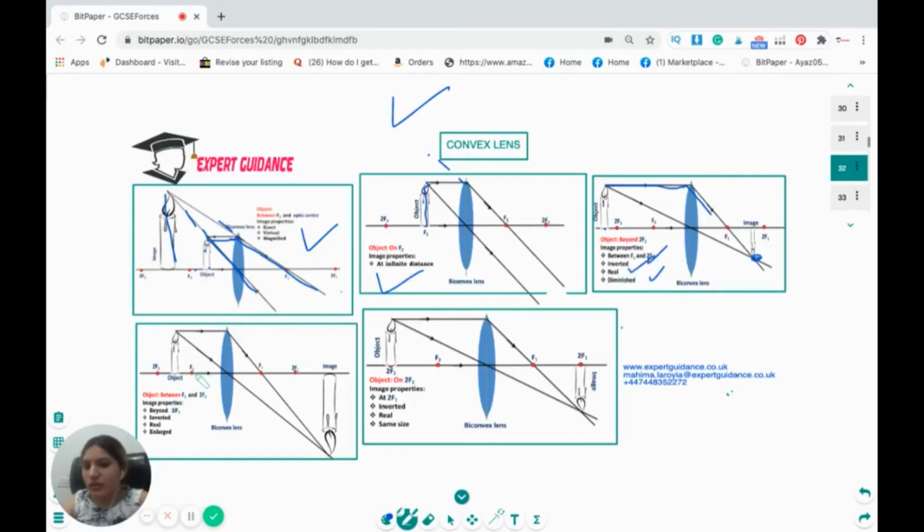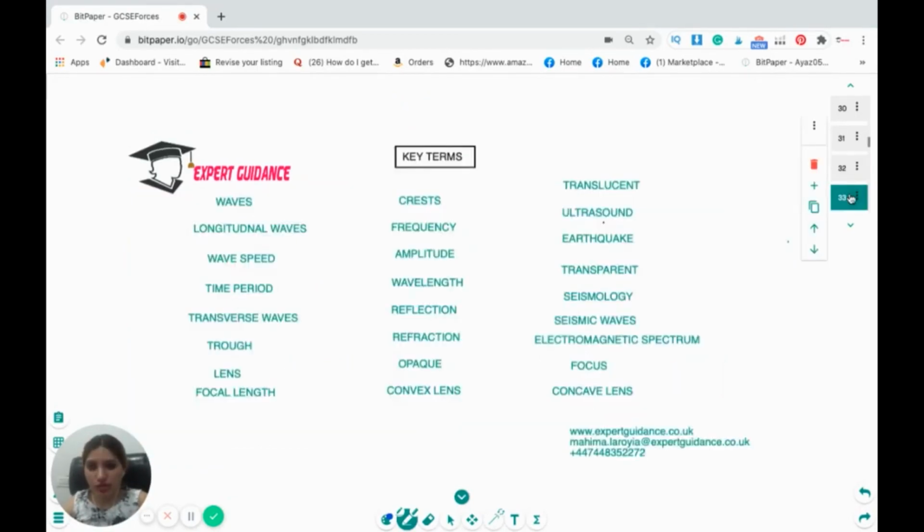If you put an object between F and 2F, then you will get an image beyond 2F, which will be inverted, real, and enlarged. And if you put an object just at 2F, you will get the inverted image, real, the same size at the 2F. So you should know how to make these ray diagrams and how to write these characteristics of the image.